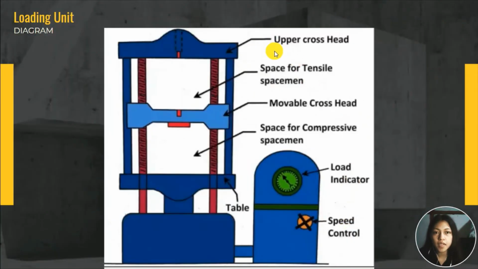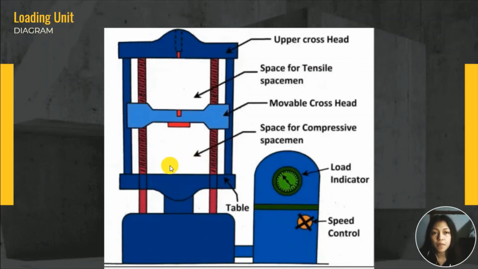So, here is the diagram of the loading unit. Makikita natin, ito yung upper crosshead, the lower crosshead or the movable crosshead, and here is the table. So, makikita din natin, meron tayong two sections. This one is for tensile testing, and this one is for compressive testing.